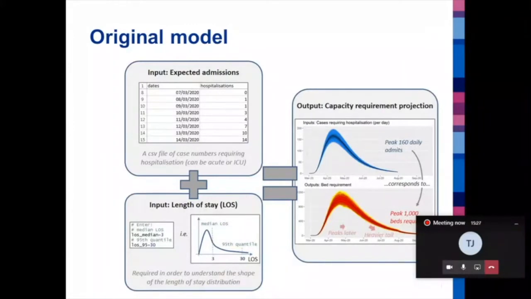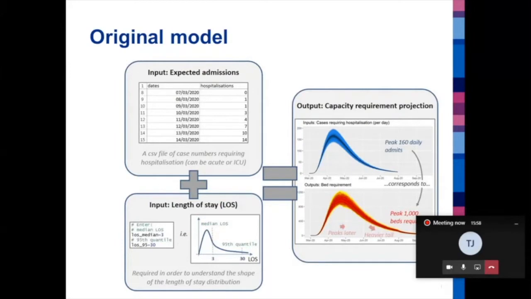So essentially what this simple model did was take those 2 inputs and produce a projection of the required capacity to meet that demand. Okay, so that was just to meet that demand. So you can see here the lower graph was the output, and that is the bed requirement, showing a longer tail because of the variability coming through the length of stay starting to show. And it also provides obviously the number of beds required on each day.